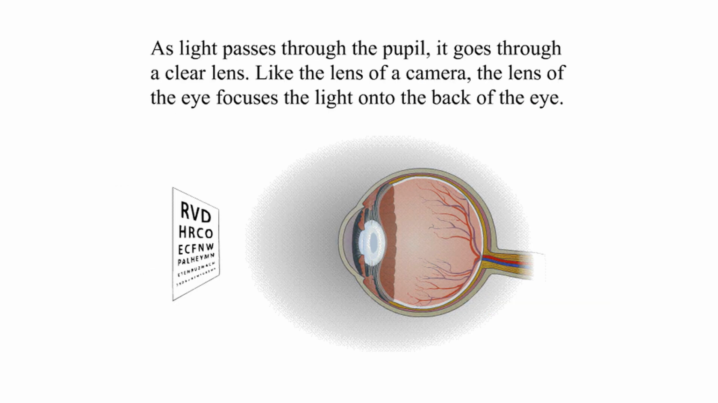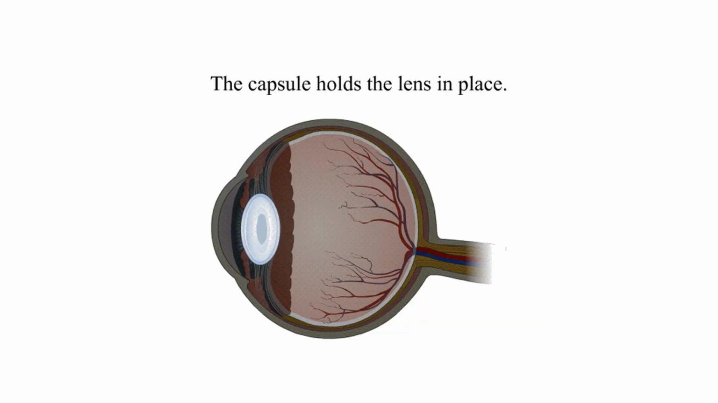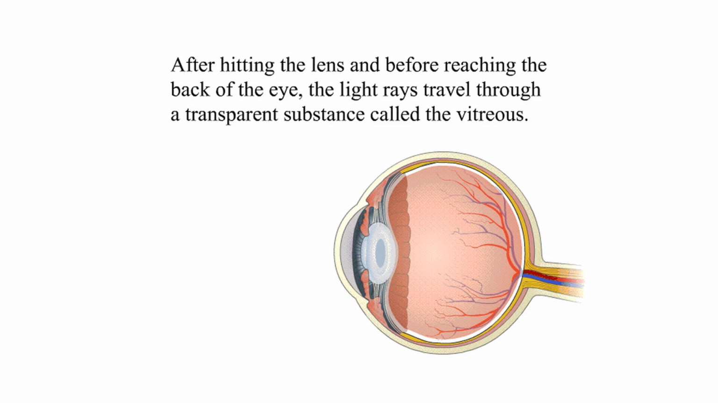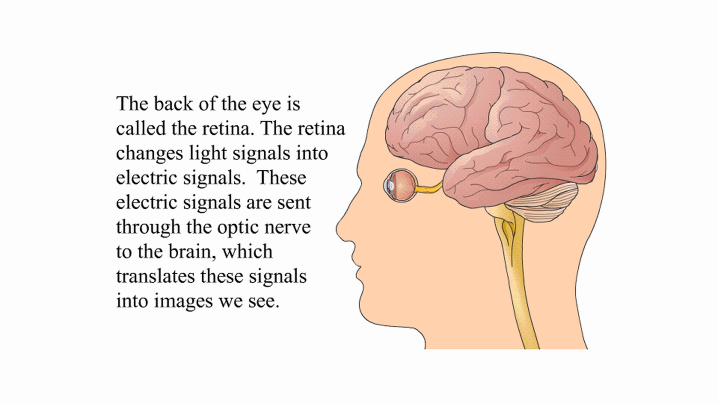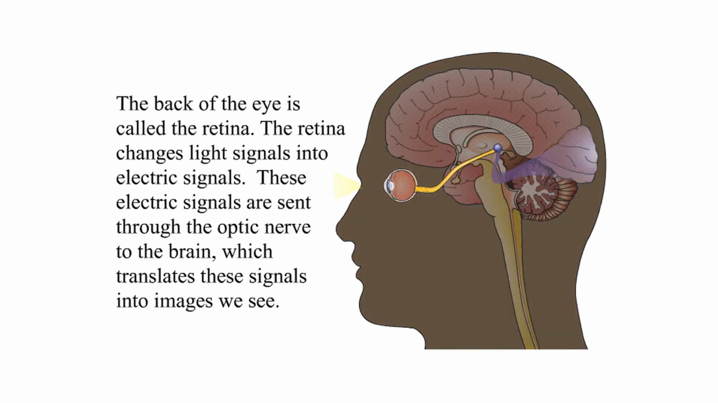As light passes through the pupil, it goes through a clear lens. Like the lens of a camera, the lens of the eye focuses the light onto the back of the eye. The capsule holds the lens in place. After hitting the lens and before reaching the back of the eye, the light rays travel through a transparent substance called the vitreous. The back of the eye is called the retina. The retina changes light signals into electric signals. These electric signals are sent through the optic nerve to the brain, which translates these signals into images we see.